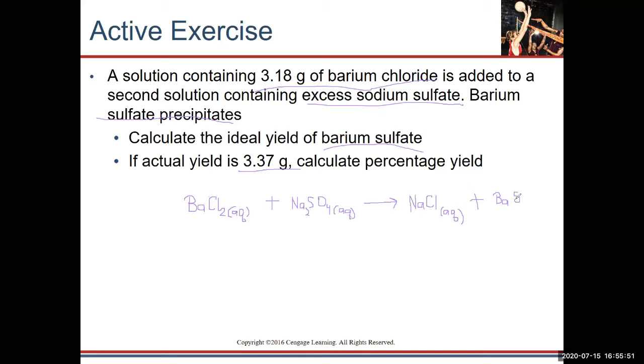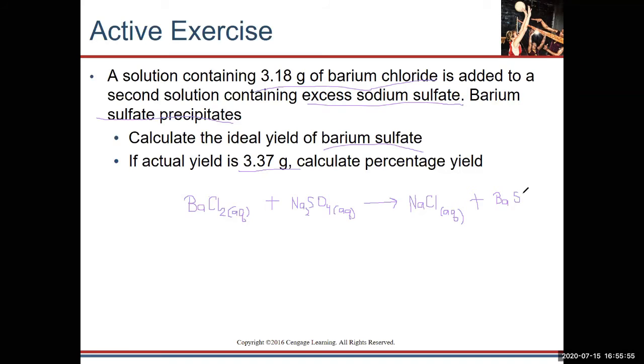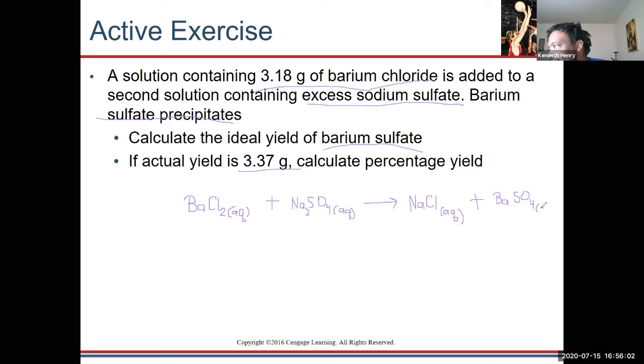What is the chemical formula for barium sulfate? I'm just writing it. BaSO4. And you said solid. I just got excited because you told me it was a solid. Hey, are you guys good? Is it balanced?